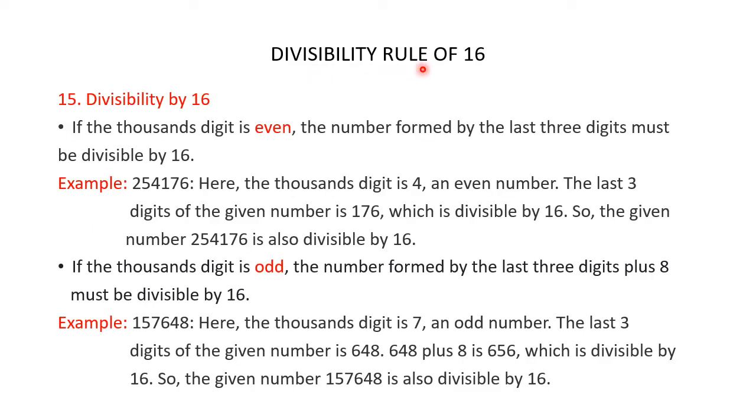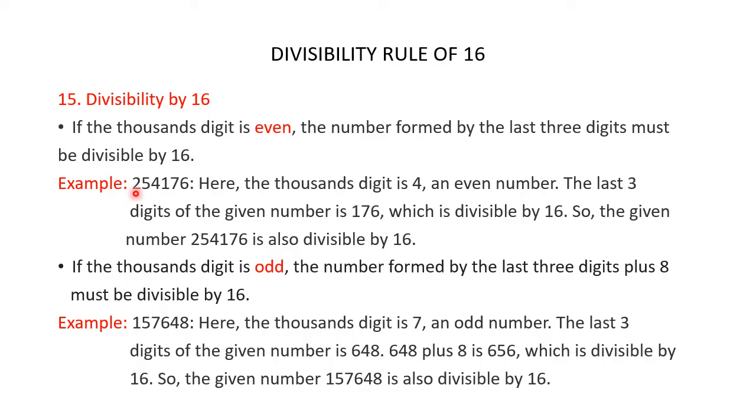Divisibility rule of 16. To check whether a given number is divisible by 16, the thousands digit is considered. Here there are two possibilities. The thousands digit can be an even number or an odd number. If the thousands digit is an even number, then the number formed by the last three digits must be divisible by 16. However, if the thousands digit is odd, then the number formed by the last three digits plus 8 must be divisible by 16.